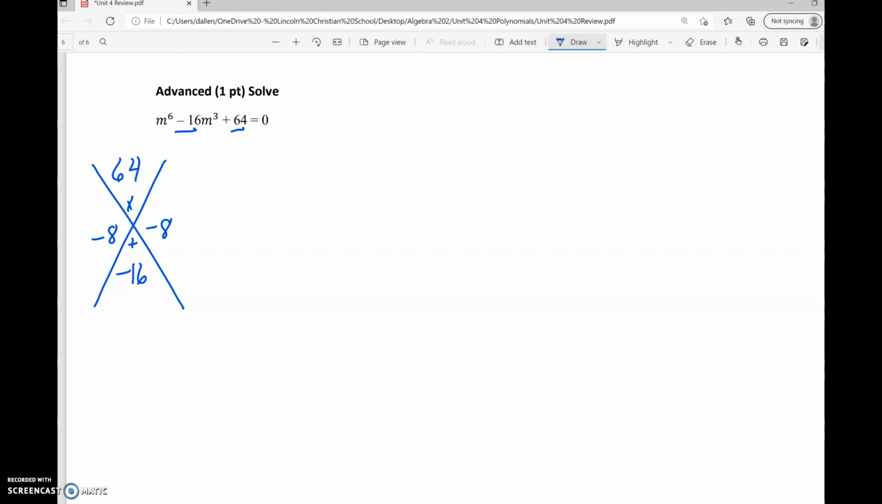So that means these are my factors, and we do half of my highest power, so it would be m cubed minus 8, m cubed minus 8. And I can't set these equal to 0 because it's cubed, and cubes can be broken down.